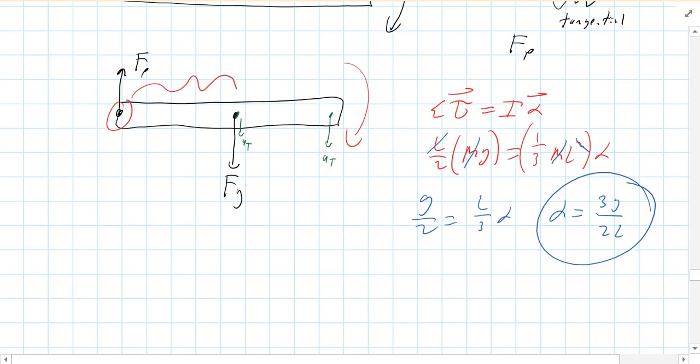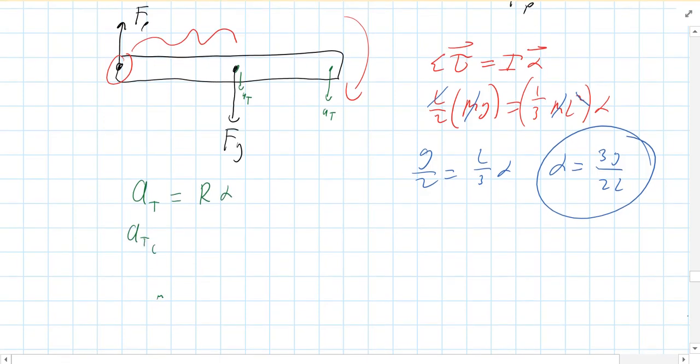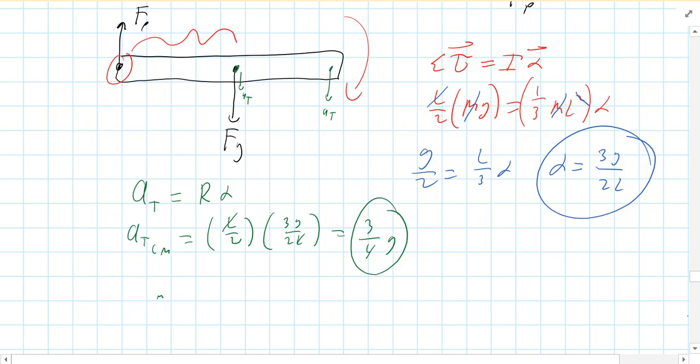Well, you might recall from earlier in this chapter, tangential acceleration simply equals r alpha. So the tangential acceleration of the center of mass equals r, which is how far it is from the pivot to the center of mass. Well, that's L over 2. And then we have alpha, which is 3g over 2L. If you do this, you notice the L's drop out, and you end up with 3/4 g. So the center of mass of the rod is accelerating down at this moment at 3/4 g.